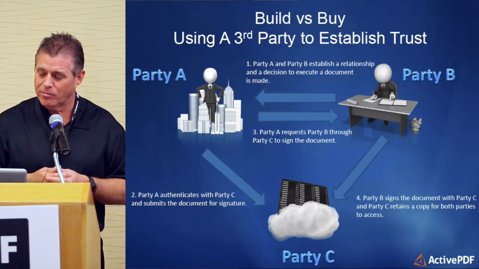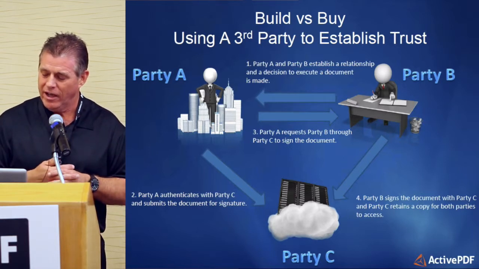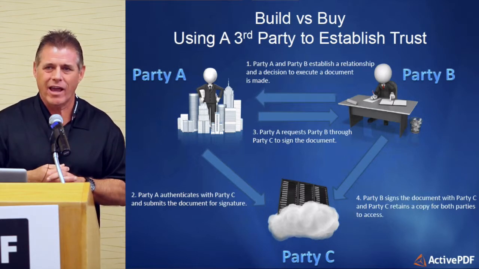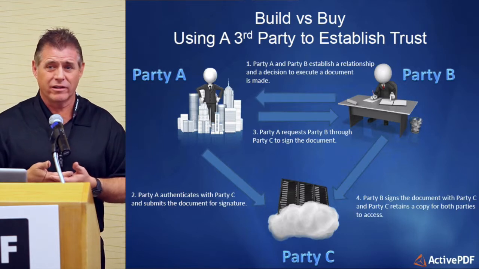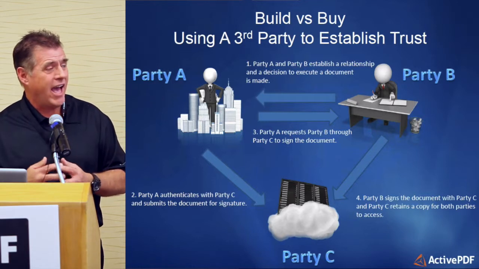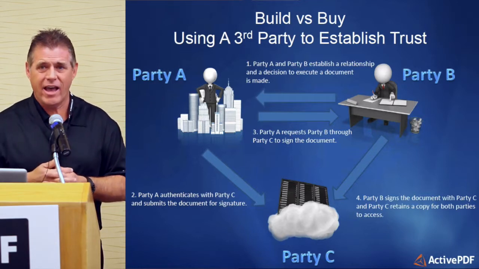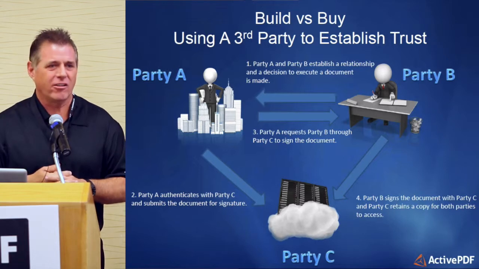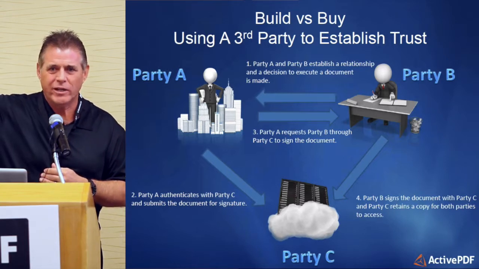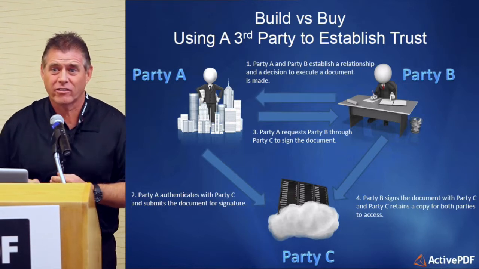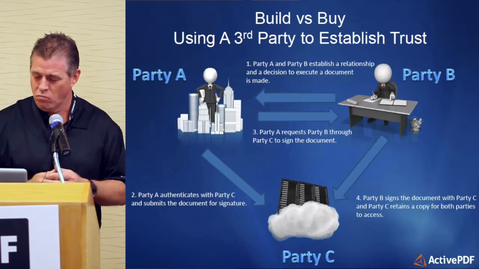So the first thing that happens is party A and party B establish a relationship and a decision to execute a document is made. Okay, that could be as simple as a rental agreement for some office space. It could be as complex as a multi-million-dollar contract. Usually wet signatures are required for those, but let's say a $50,000 contract. Anybody here use NetSuite? No, one. Okay. Well, they do all their contracts via a third party.